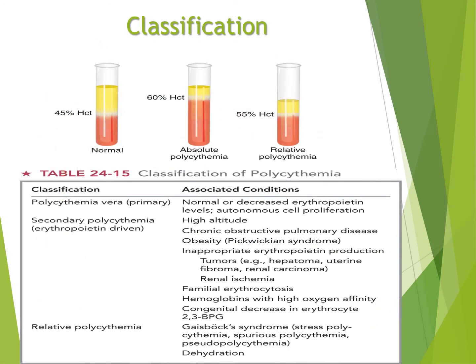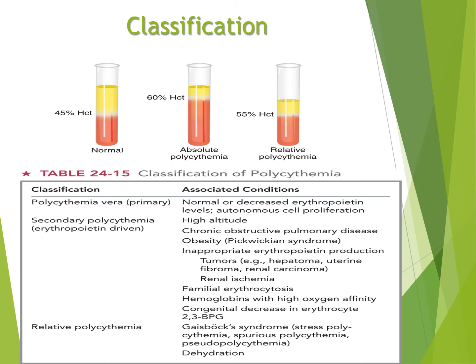Now there needs to be a way to classify polycythemia. On the left-hand side we have a normal whole blood sample which, when spun down, should be 45% packed red cells and 55% plasma. When we have an absolute condition of polycythemia, you're looking at an increased cell mass resulting in a decreased plasma proportion.